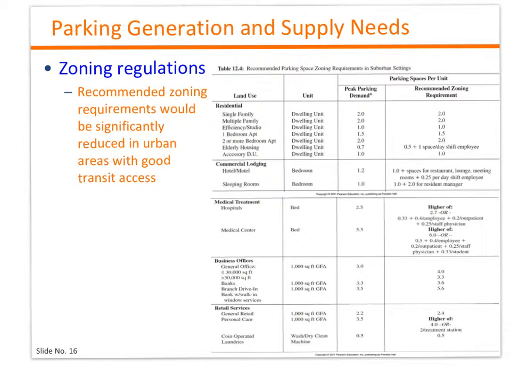One thing I also want to mention is that the recommended zoning requirements would be significantly reduced in an urban area with good transit access. If it's an urban area with good transit access, that means people have the accessibility to use public transportation much more than in other places, and therefore those regulations and requirements are going to be much less.